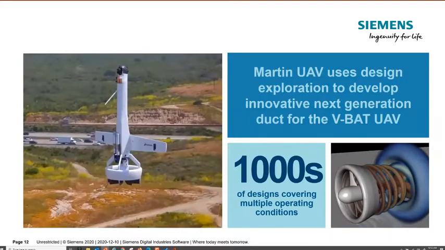This is some work that we did a few years back with Martin UAV, with the main objective to improve the aerodynamic performance of the duct system, to optimize. Basically, you have two competing objectives here. One is for VTOL, where you want to maximize thrust. But once you're in cruise, you really want to minimize drag. And so looking at design space exploration and evaluating thousands of designs, we were able to make some significant improvements to their loiter time just based on an improved duct design.